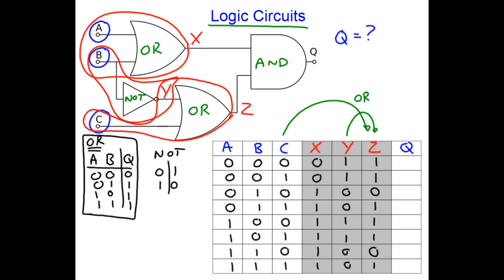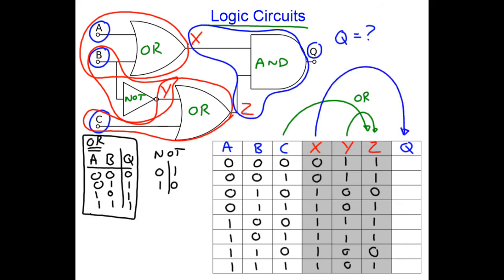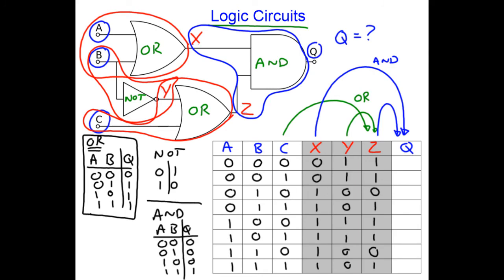Now finally, our output Q, this output here, is the AND function of X and Z. So I have to take X and Z and combine them in an AND function. We haven't got the AND function yet, so let's write it out. A, B, Q. So 0, 0 gives me 0; 0, 1 gives me 0; 1, 0 gives me 0; 1, 1 gives me 1. So that's the AND gate. These should be bread and butter for us. We should know these each time.